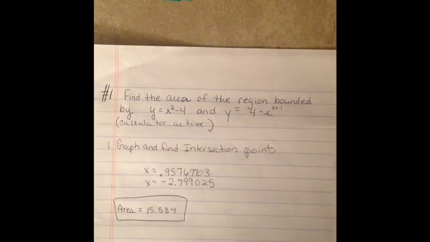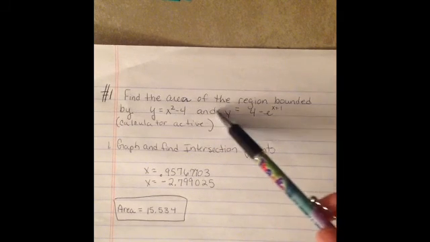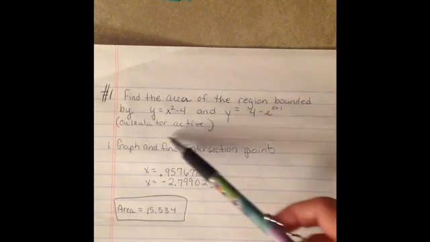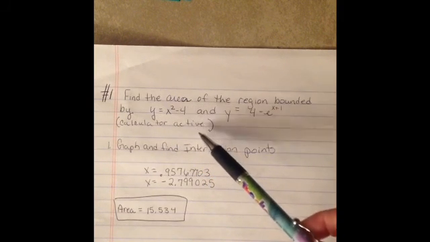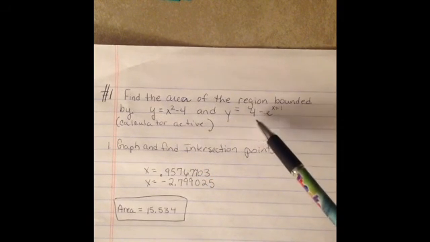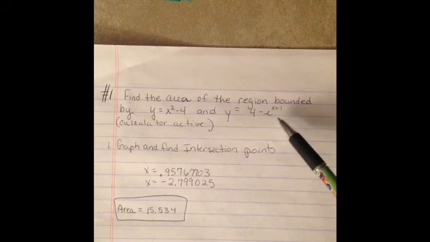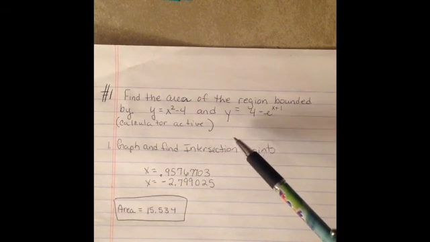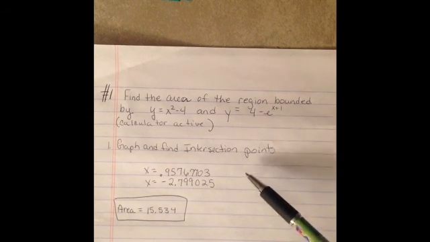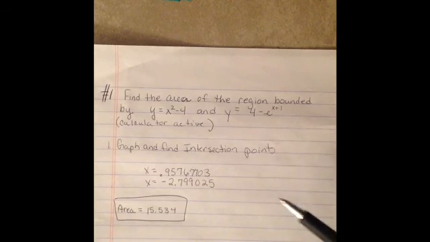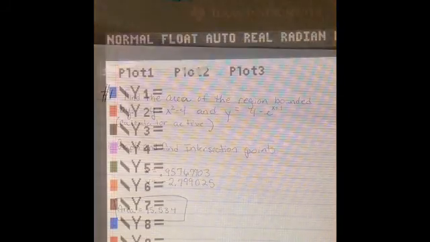So let's go over a couple more examples of how to do area between the curves. Find the area of the region bounded by y equal x squared minus 4 and y equal 4 minus e raised to the x plus 1, and it's calculator active. So the first thing you want to do is graph this and find your intersection points.